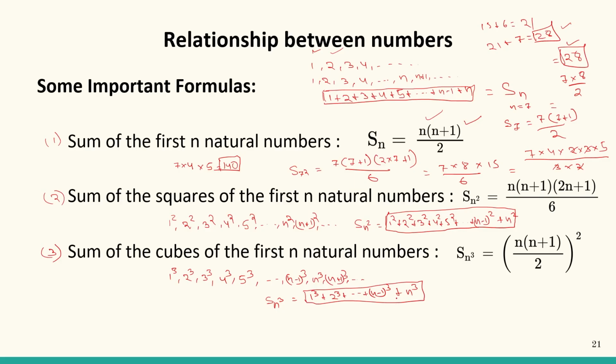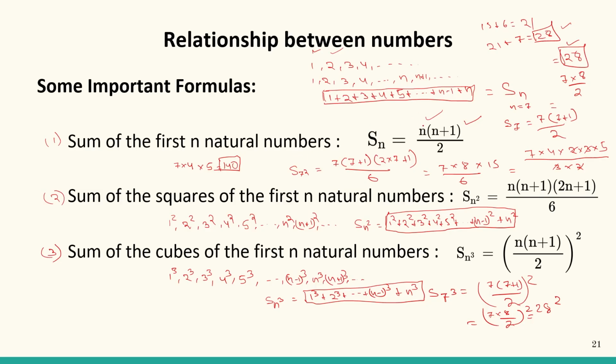So let's calculate S7 cube. This is equal to, by using the formula, 7 into 7 plus 1 whole by 2, whole square. So this is equal to 7 into 8 by 2 whole square. This is equal to 7 into 4, 28 square.